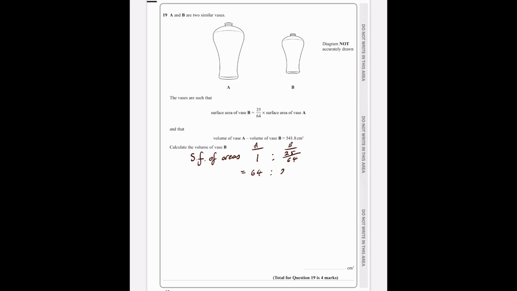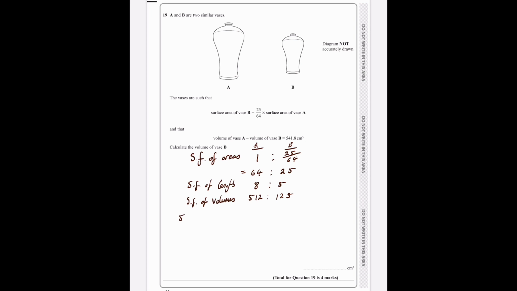Essentially multiply both sides of the ratio by 64. It allows me to carry out some nice square roots to get the scale factor of lengths. Of course, the scale factor of lengths is the square root of the scale factor of areas. The square root of 64 is 8, and the square root of 25 is 5, so the scale factor of lengths is 8 to 5. To find the scale factor of volumes, I'll cube those. 8 cubed is 512, 5 cubed is 125.